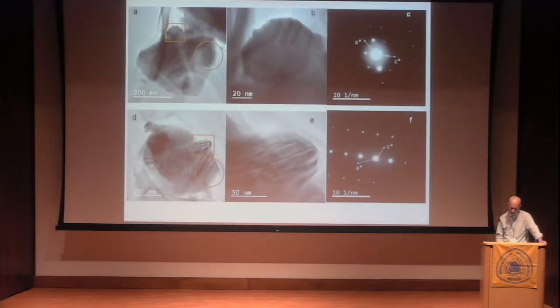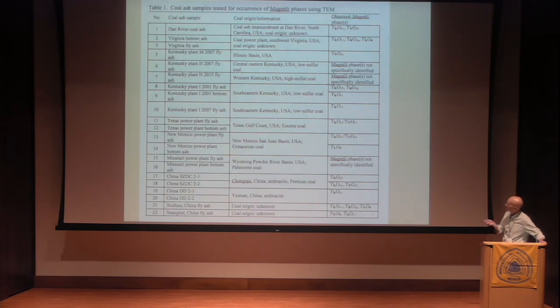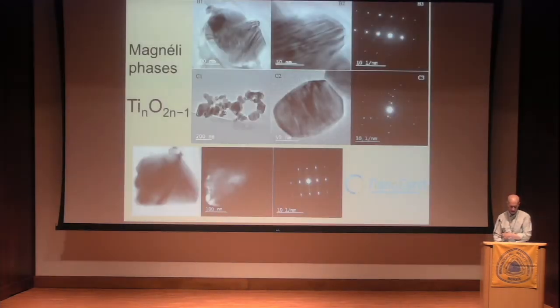But when you look at TEMs of this ash that's in the river, you find these very strange titanium oxide minerals that aren't anatase and rutile anymore. There's something else. It turns out they're Magnéli phases. And these tiger stripes are your key that you're looking at a Magnéli phase. So this is only to show you that we went around the world and collected ashes from around China and all over the United States, and we found these Magnéli phases everywhere, and all these ashes had Magnéli phases.